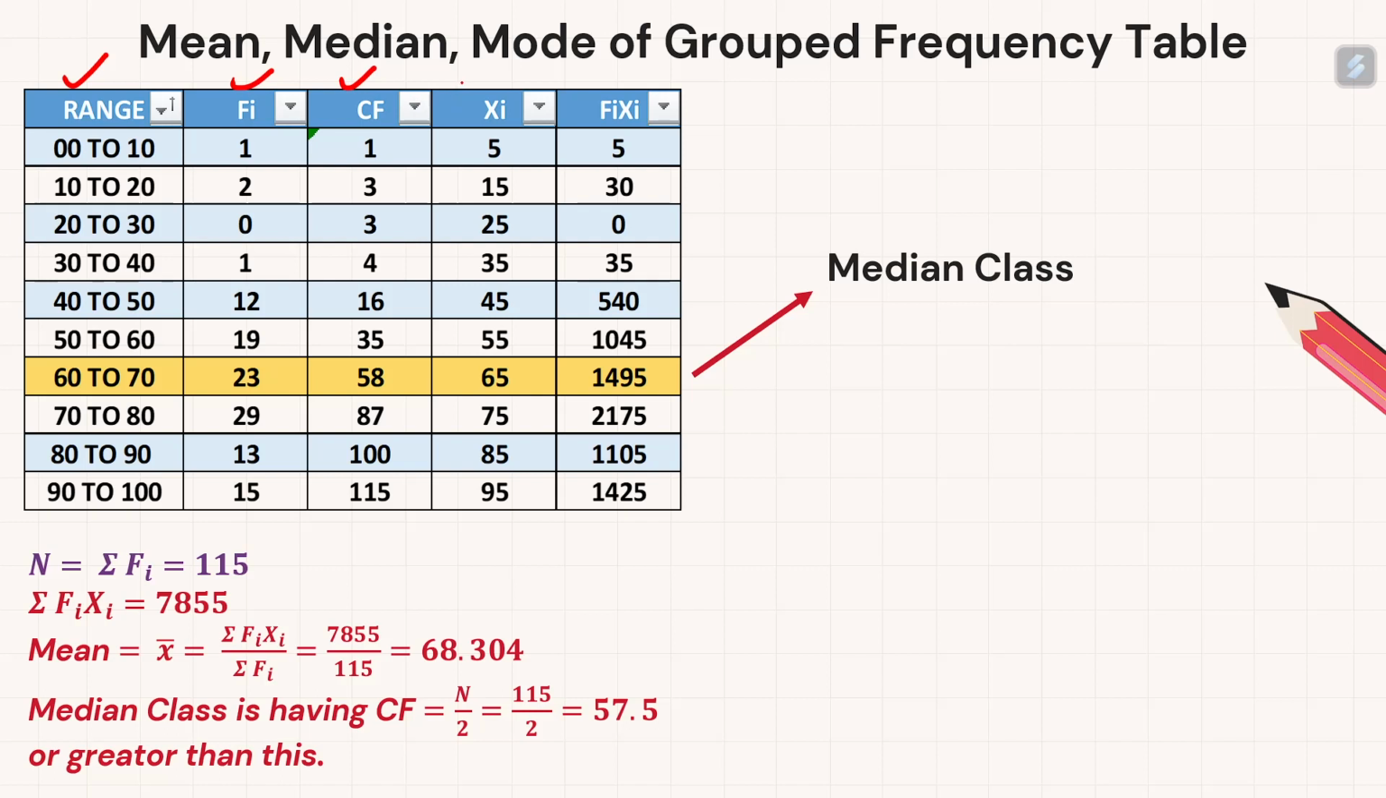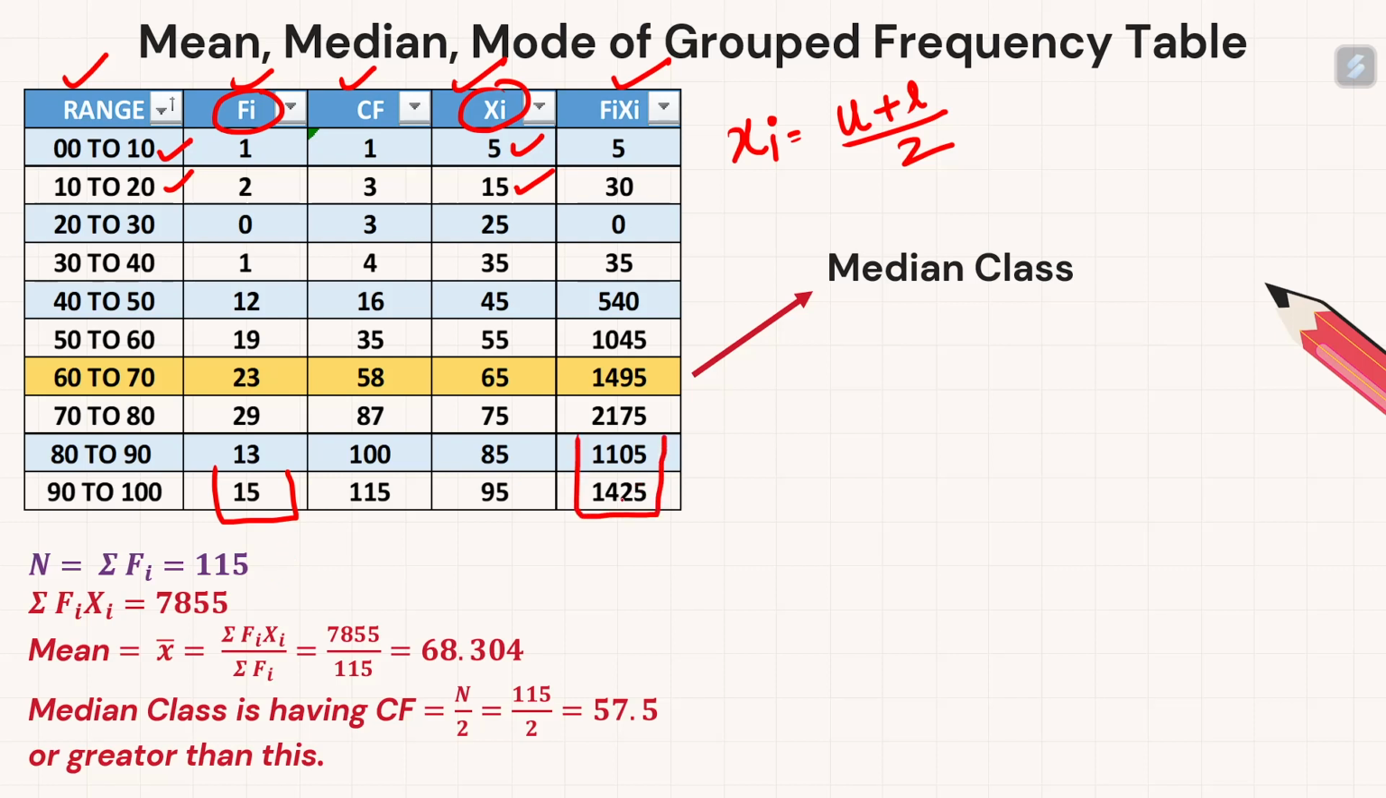Then we will find the class midpoint or class mark, denoted by xi, where the formula is upper limit plus lower limit divided by 2. So we can see 10 plus 0 divided by 2 is 5, 20 plus 10 divided by 2 is 15, and so on. We have completed the table. The fifth column is Fi into Xi, that is the frequency multiplied with the class midpoint Xi. The first thing that we will calculate is N, capital N, the summation of all the frequencies, which is coming 115. The second thing we will calculate is summation Fi Xi, and it is coming 7855.